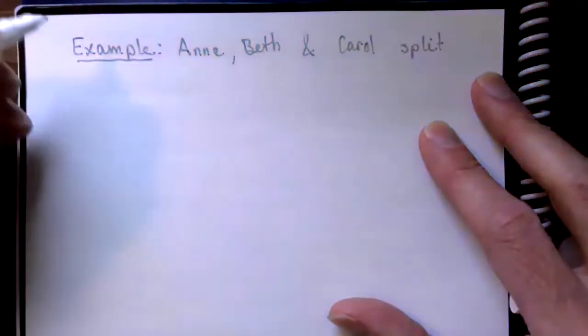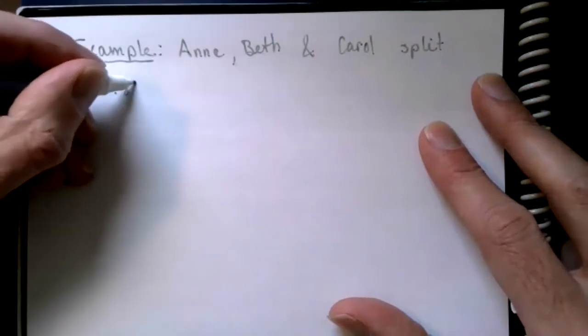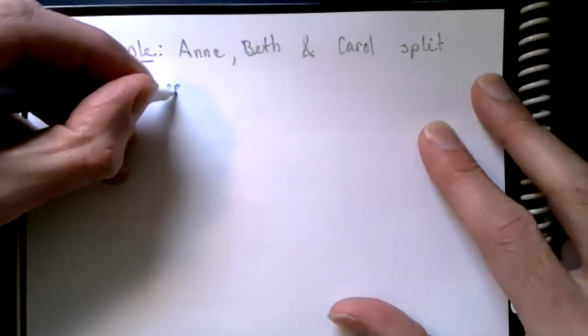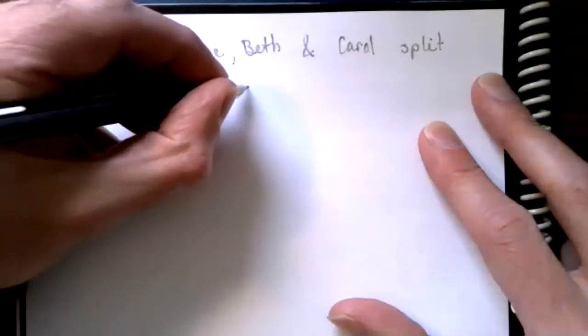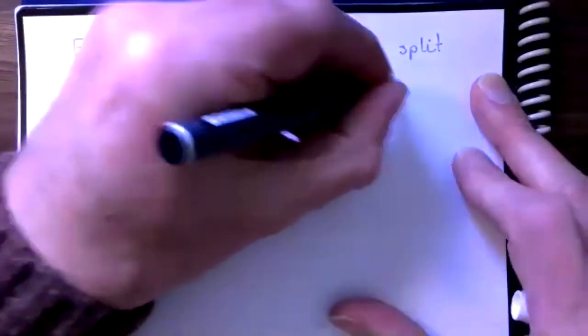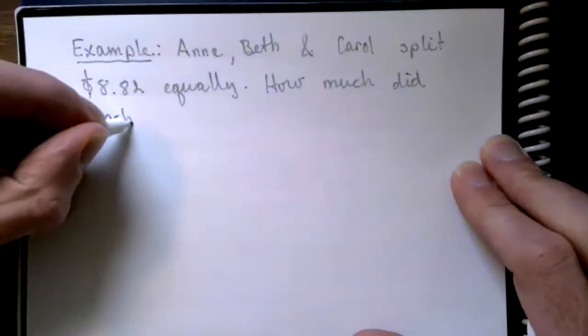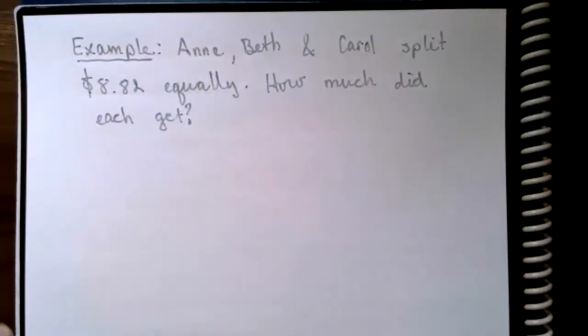Okay, so Ann, Beth, and Carol split $8.82 equally. How much did each get?